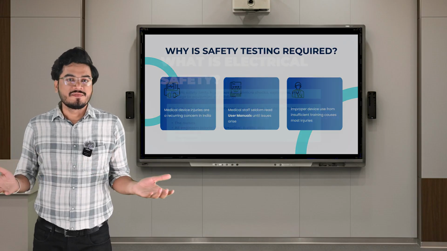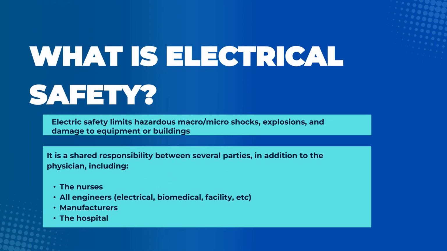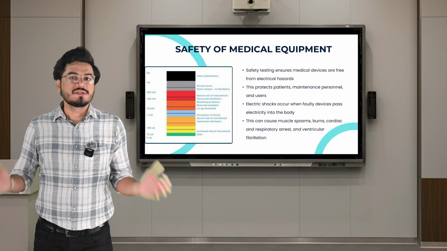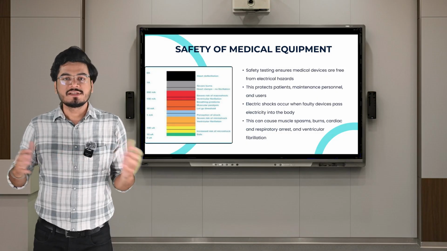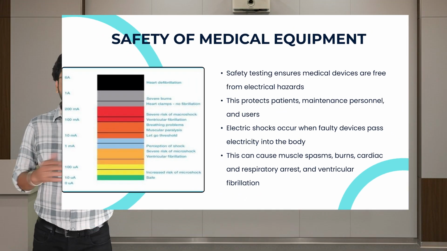So what is electrical safety? Electrical safety means preventing harmful shocks, fires or equipment damage. It is a shared responsibility, not just doctors, but also nurses, engineers, manufacturers and the hospital administration all play a role. So what is the main purpose of safety testing? The main purpose of safety testing is to confirm that devices are safe for patients, staff and even maintenance workers. Remember, a safe device today may become unsafe tomorrow if not checked regularly.